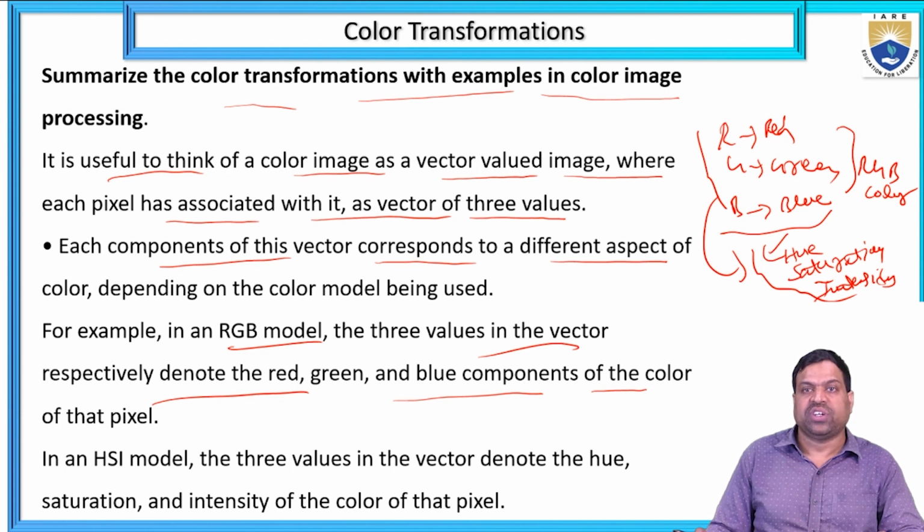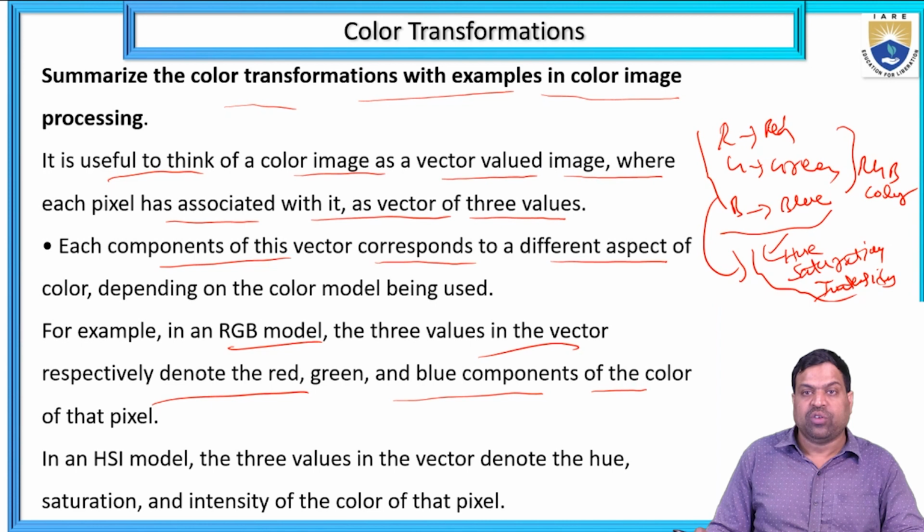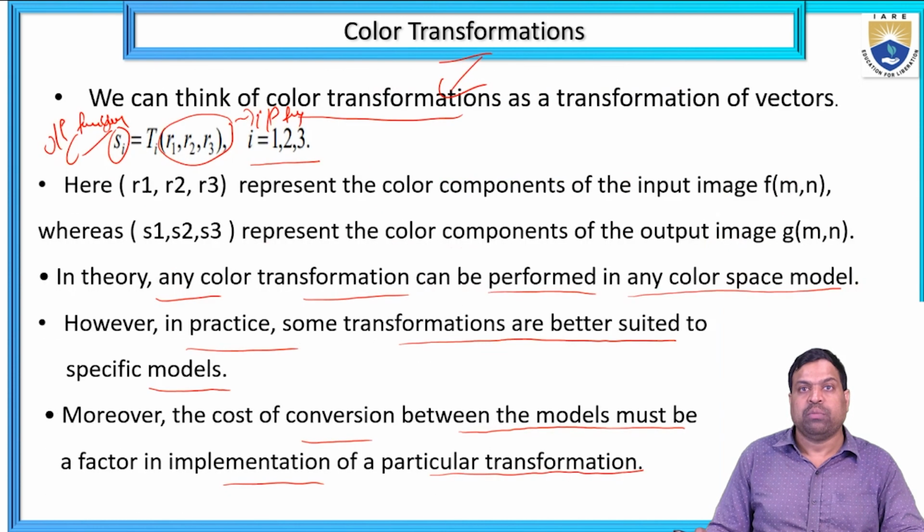It is useful to think of a color image as a vector-valued image where each pixel has associated with it a vector of three values. Each component of this vector corresponds to a different aspect of color, depending on the color model being used. For example, in RGB color, the three values in the vector respectively denote the red, green and blue components of the color of the pixel. But in the HSI model, the three values in the vector denote the hue, saturation and intensity of the color of the pixel. We can think of the color transformation as a transformation of a vector, si = T(r1, r2, r3).